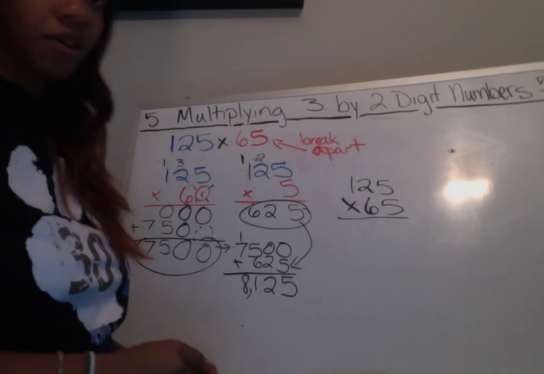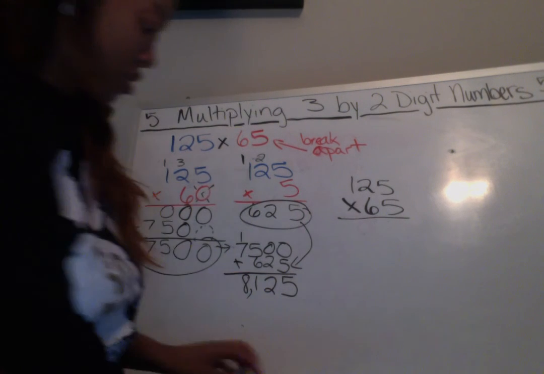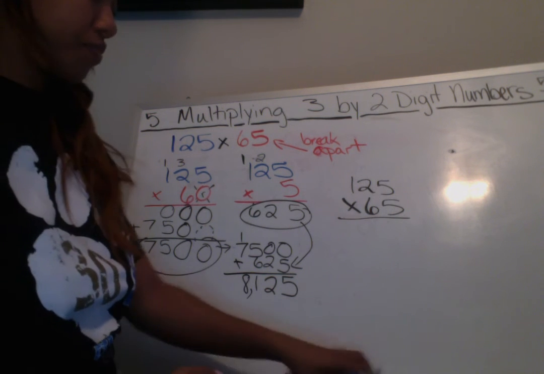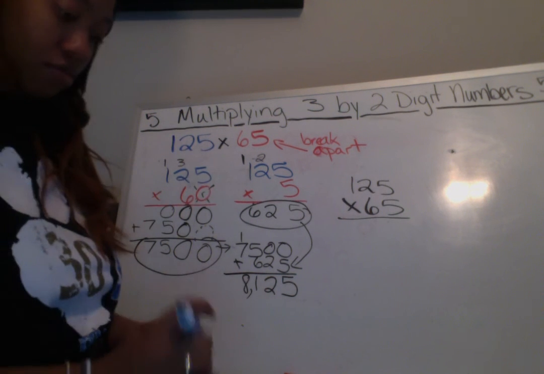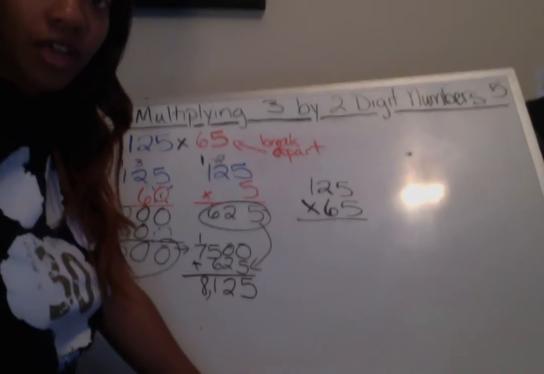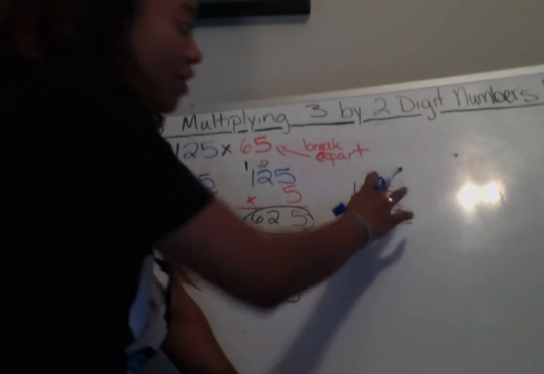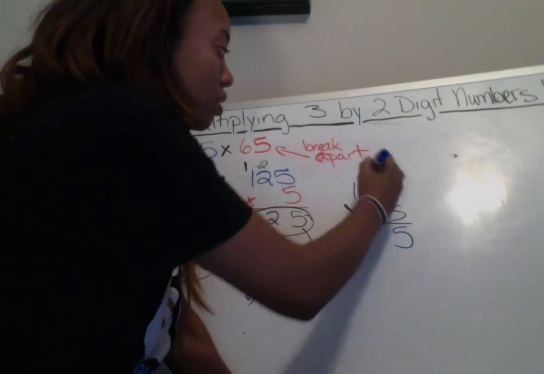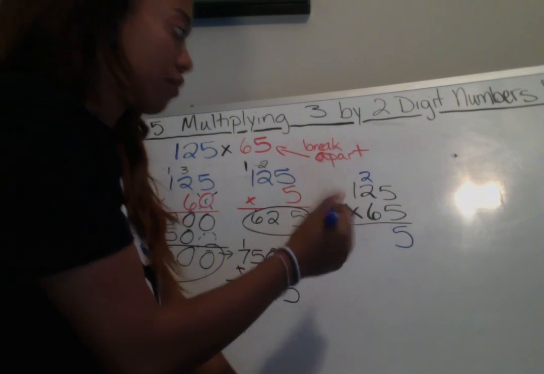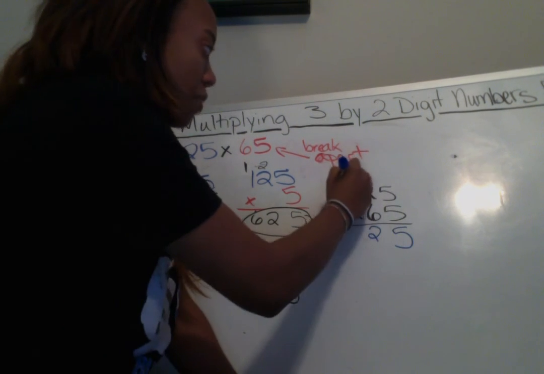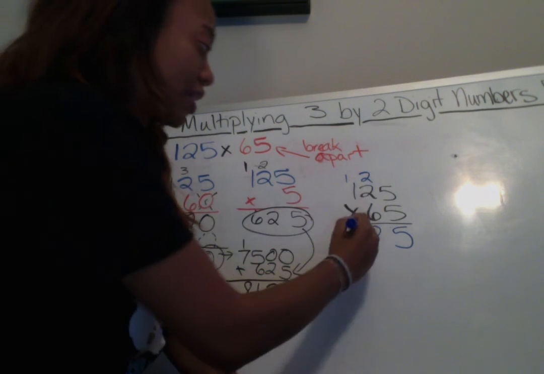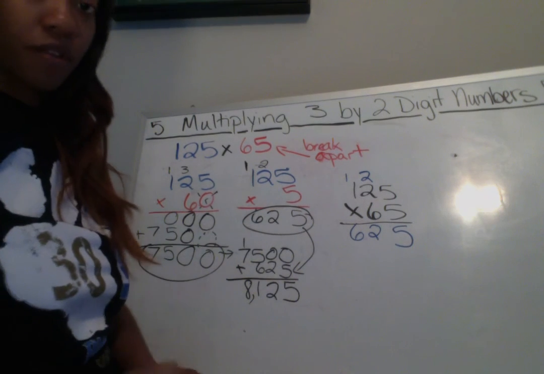Let's scoot over a bit. See, blue. 5 times 5, here goes the standard way to multiply 3 by 2 digits. 5 times 5 is 25. 5 times 2 is 10, plus the 2 up there is a 12. Carry my 1. 5 times 1 is 5, plus the 1 is 6. Now I'm going to stop right there.